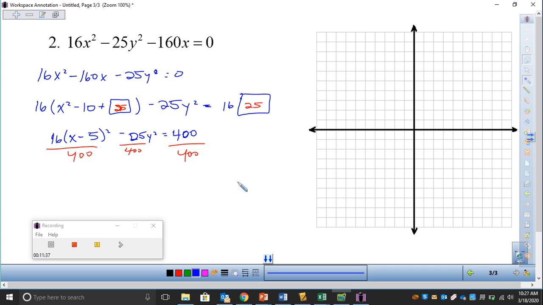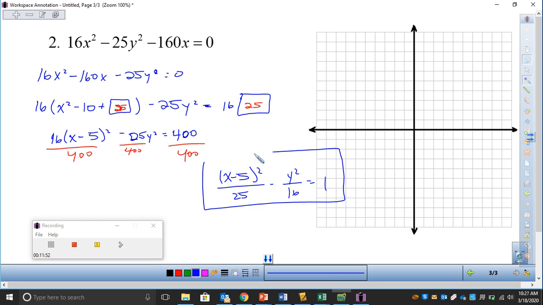16 divided by 400 is 1 over 25, so I have x minus 5 squared over 25. 25 divided by 400 is 1 over 16, so y squared over 16 equals 1. So there's our equation in standard form, and we're in good shape.